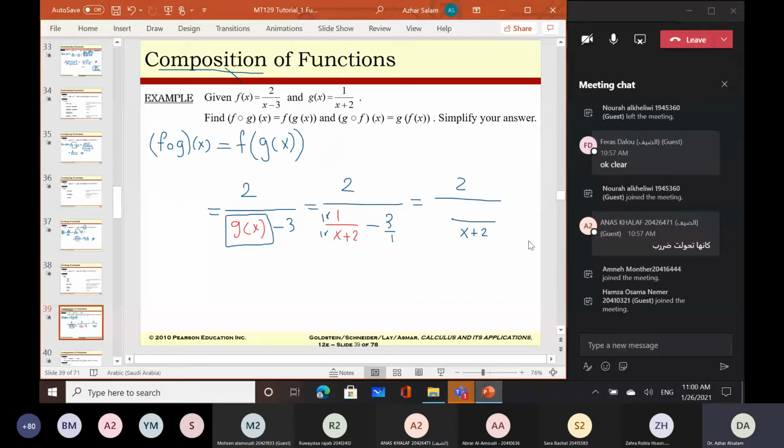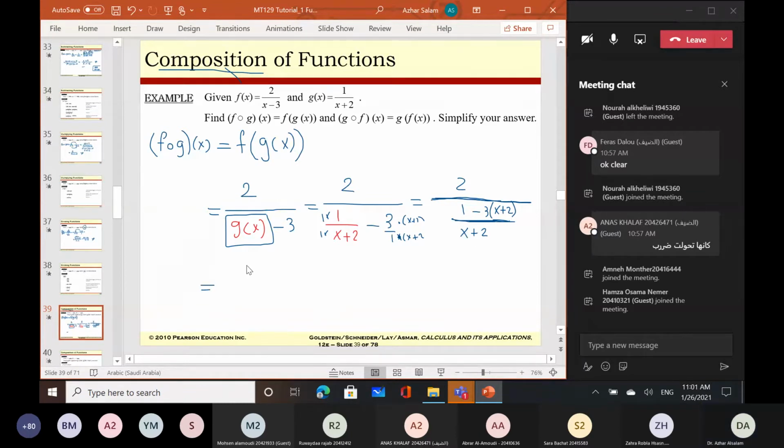ضرب المقامين. Of course here I multiplied by 1, so here also by 1. Then minus, here I multiplied by x plus 2, so here I also multiplied by x plus 2. Here minus 3 by x plus 2. طبعا هذا البسط الكبير وهذا كله عملية لحالها في المقام.